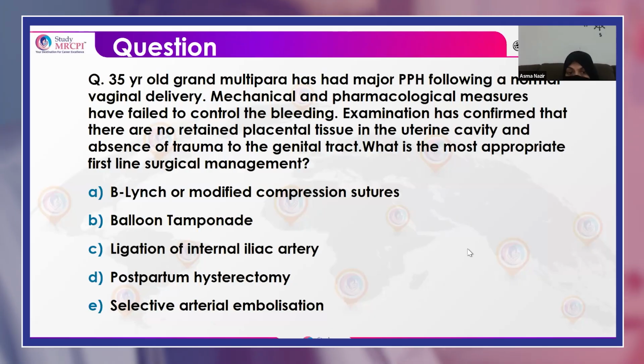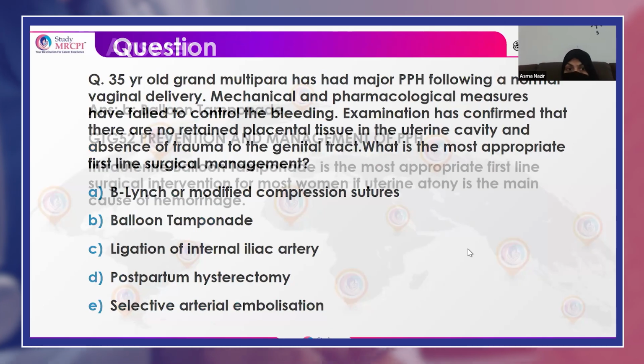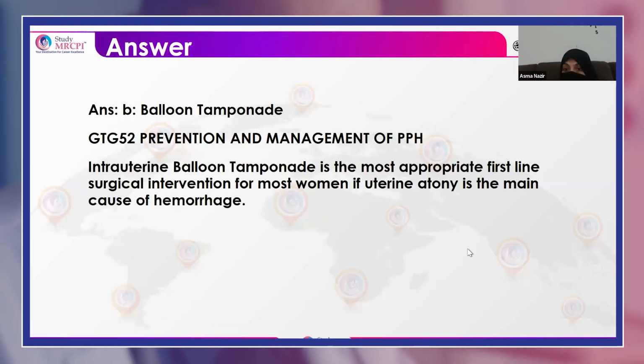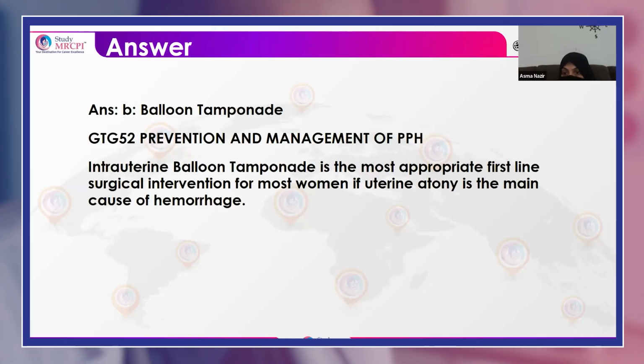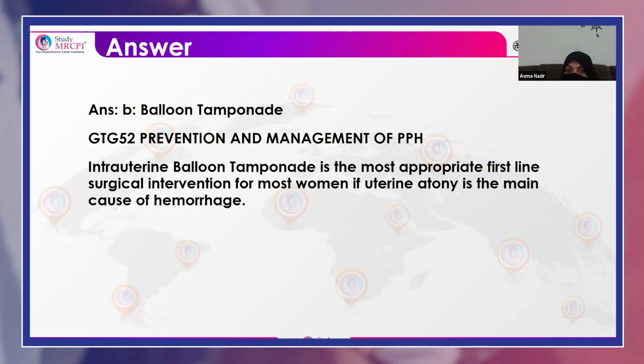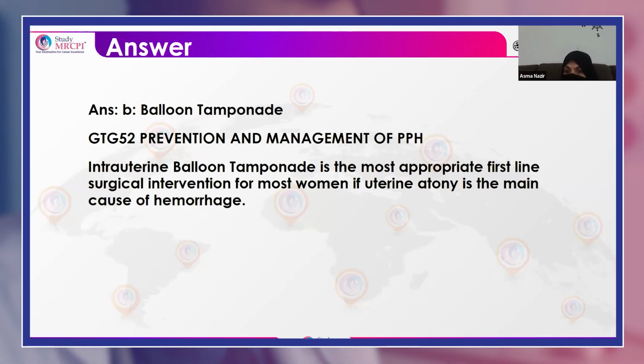surgical management? I hope all of you are aware that it's balloon tamponade, which is the first surgical management of postpartum hemorrhage. The reference is taken from the Green-top guideline: it is the most appropriate first-line surgical intervention for most women if uterine atony is the main cause of the hemorrhage.